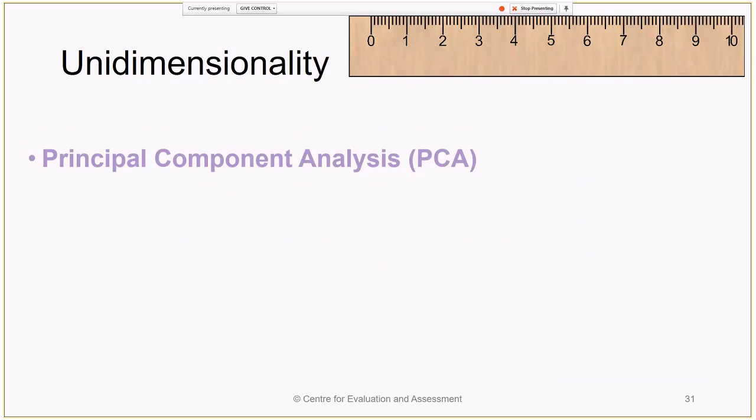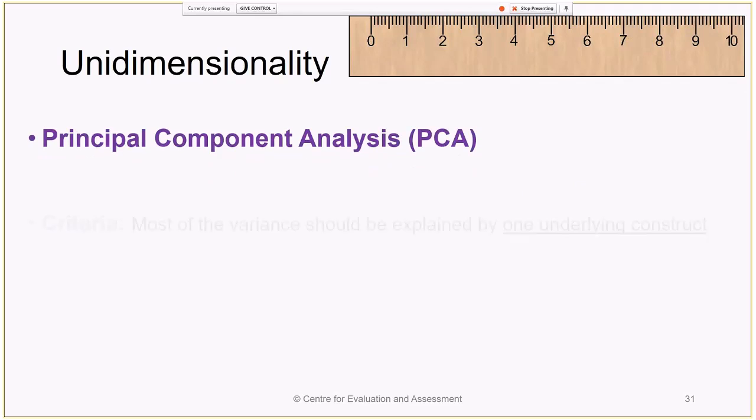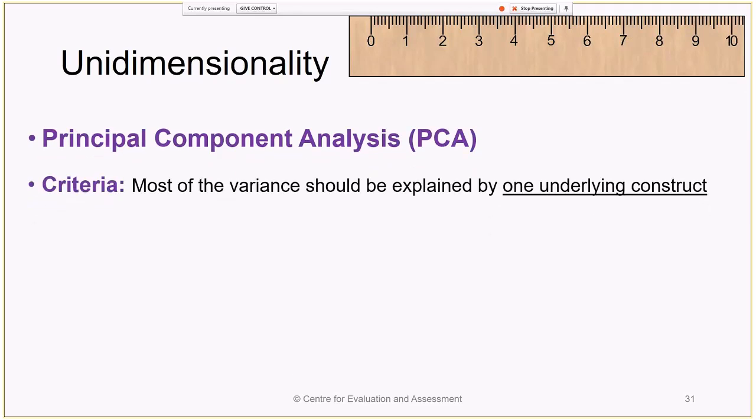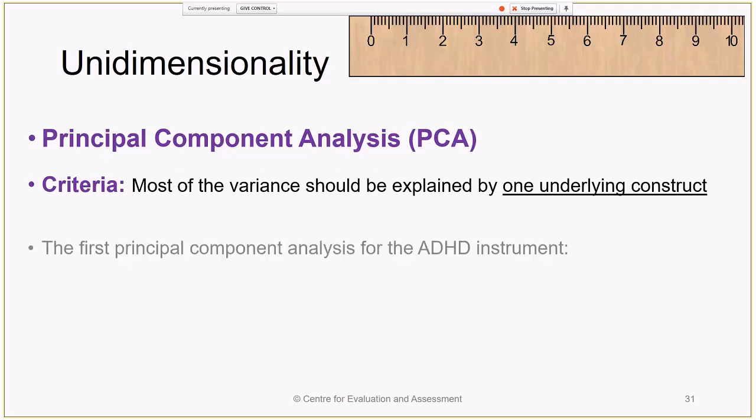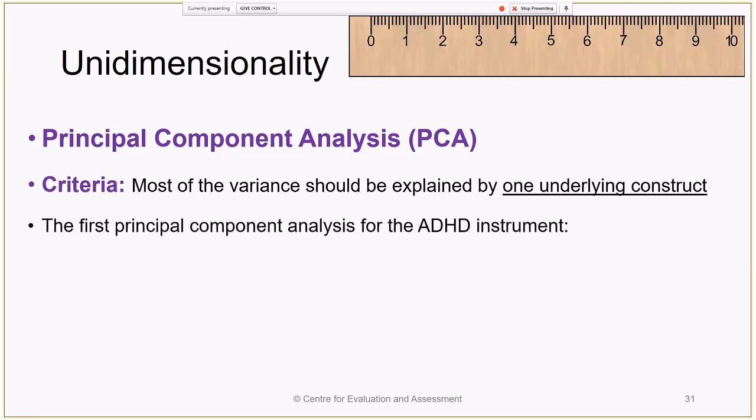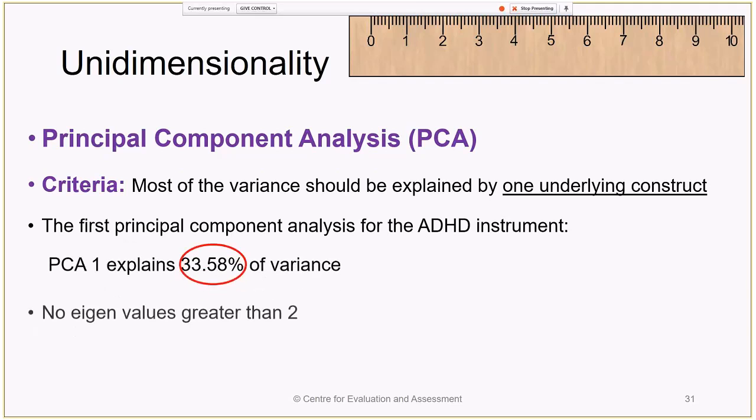It provides you with PCA, principal component analysis. And because we want to measure one underlying construct, we want our first principal component to be very strong, and it is. It's 33.58%. And we have no eigenvalues greater than 2. So I'm assuming a little bit of factor analysis knowledge on your part here, but this is the criteria. We don't want eigenvalues greater than 2, and we want the first component to explain most of the variance.